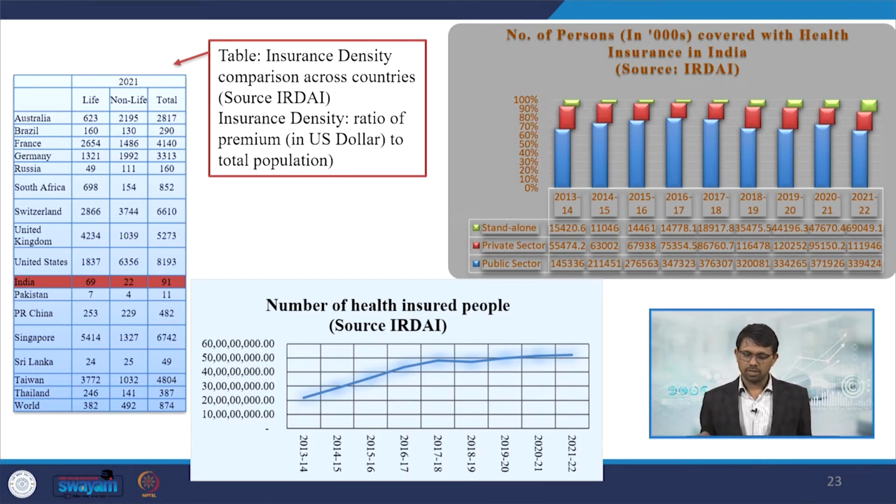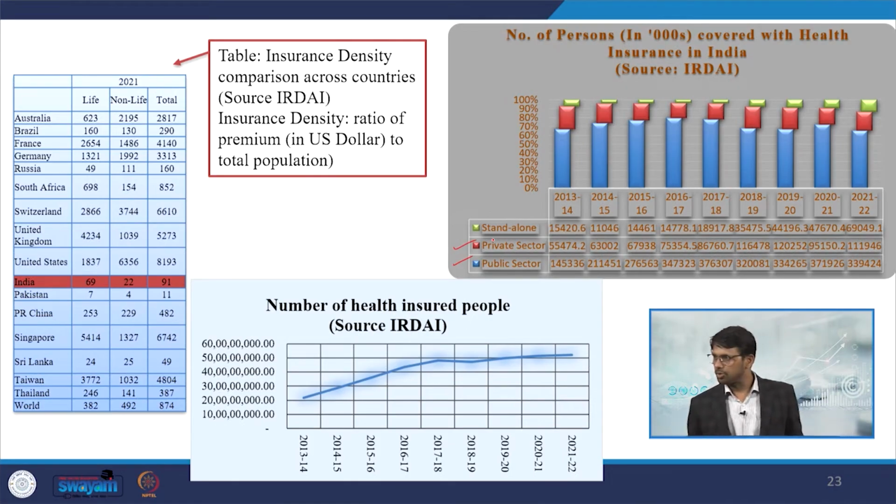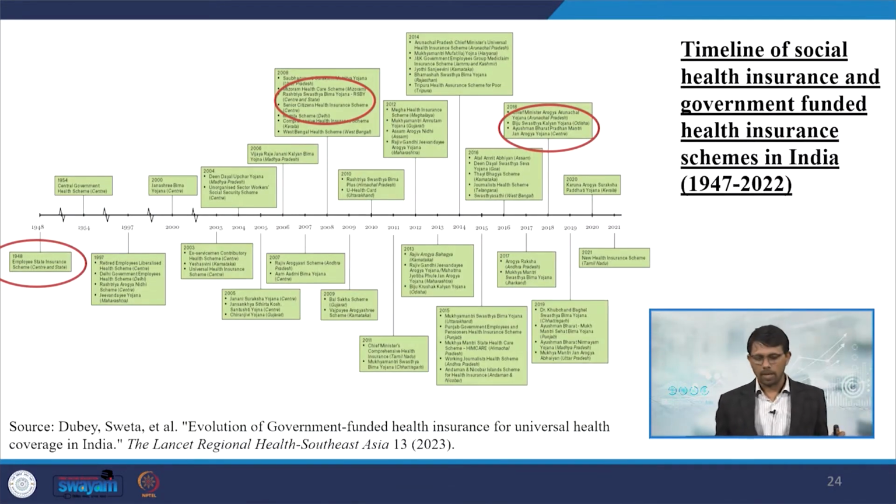The number of persons, in thousands, covered with health insurance in India is also presented by their standalone package, by private insurance, or by public insurance. Still, the public insurance coverage is the most dominant, and you can follow it for your work. Here we are giving a timeline of social health insurance and government-funded health insurance schemes in India, referring to the work of Lancet.